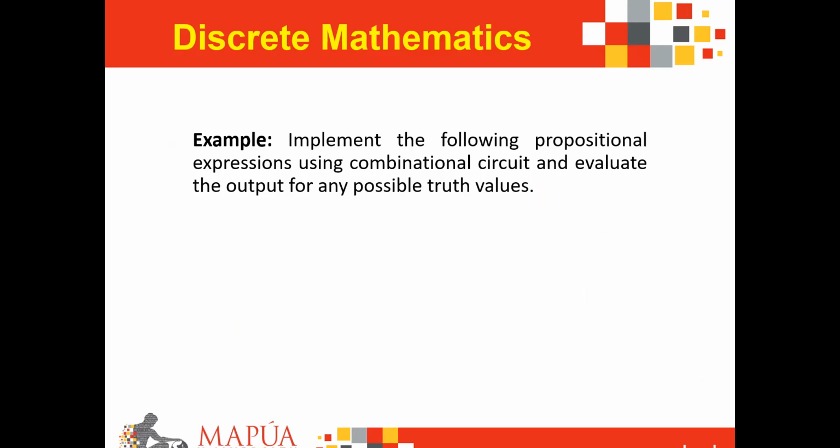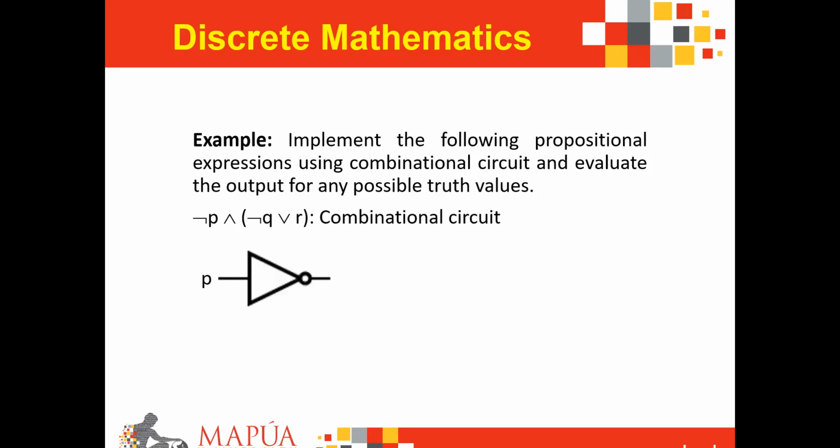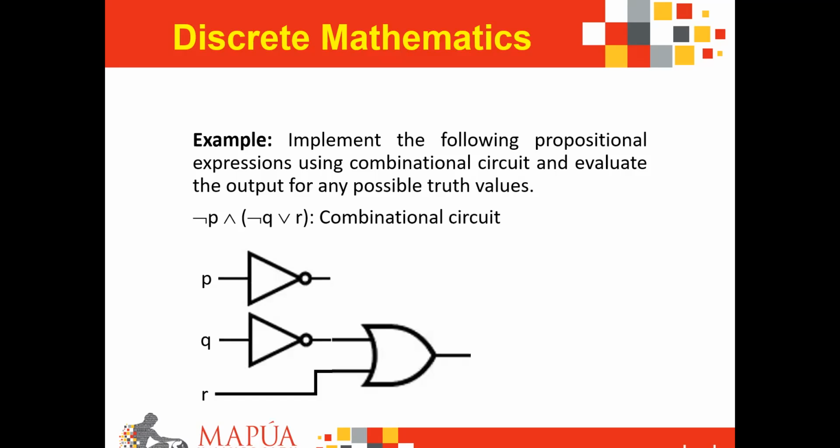Let's try to implement then this given propositional expression and the combinational circuit for this particular expression this time. So you have not P and not Q or R. So we negate P and then negate Q, and then OR your negated Q with your R, and then its output is connected to an AND gate along with your negated P. This then would be your combinational circuit.